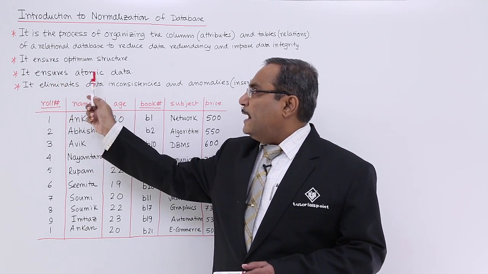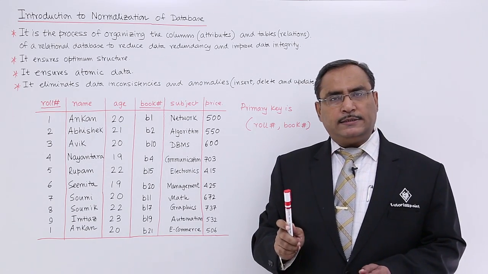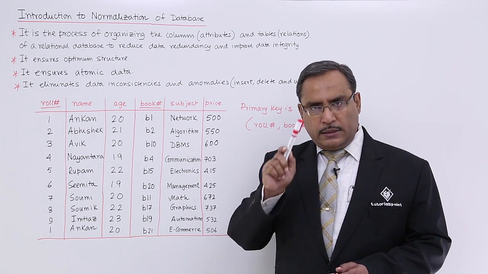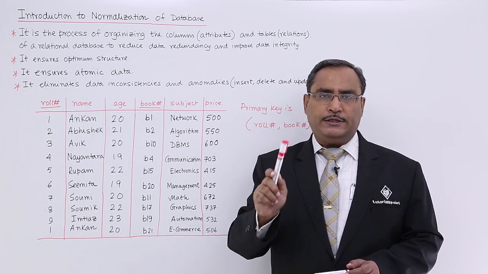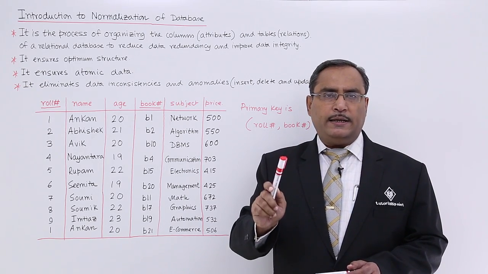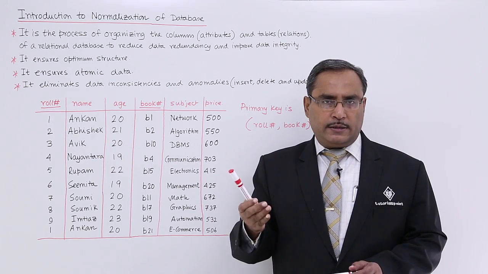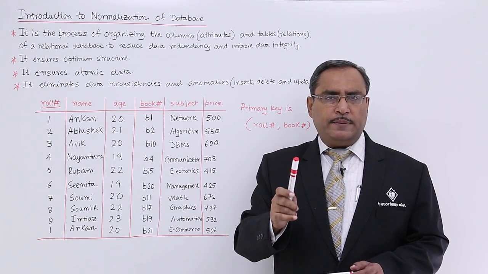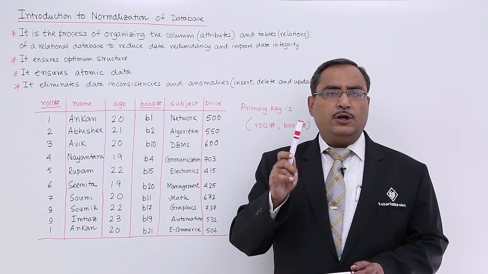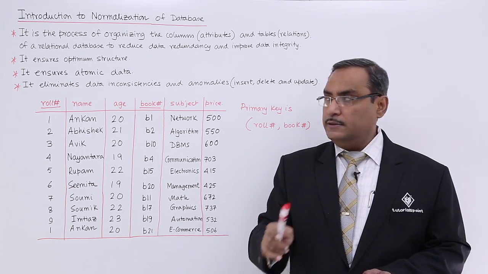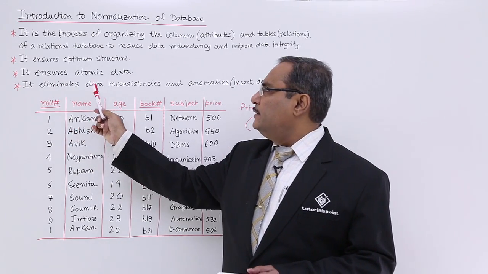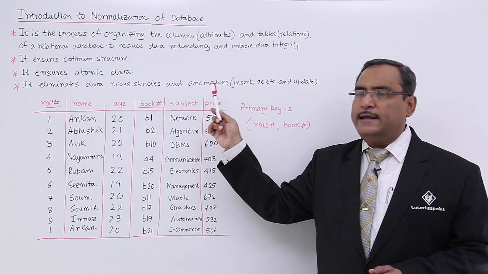It ensures atomic data. At the intersection of each row and column, the data item must be atomic in nature. That means the data item cannot be divided further to get the valid data there. So, that is why all the data items should be atomic, that is non-divisible further. It eliminates data inconsistencies and anomalies.